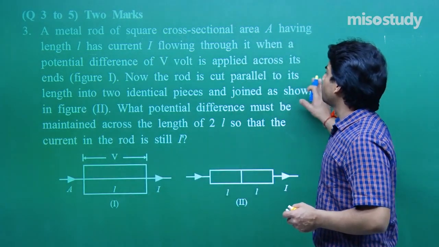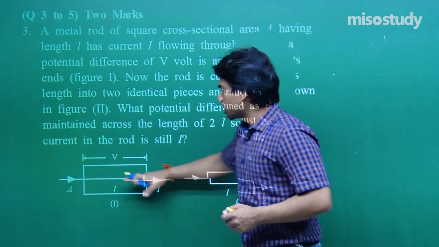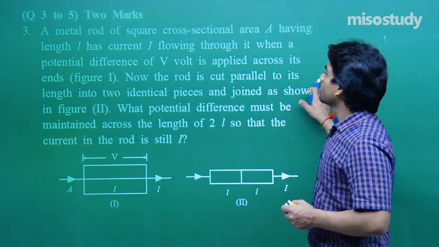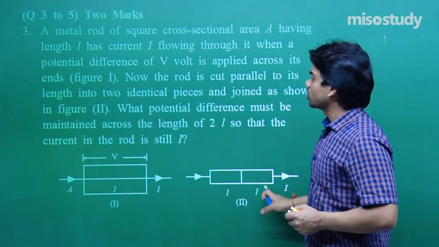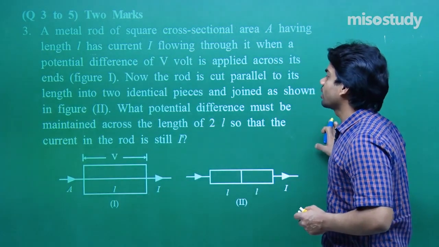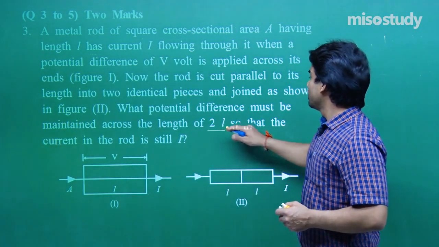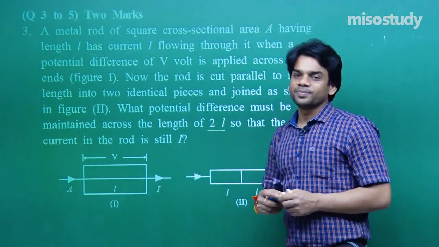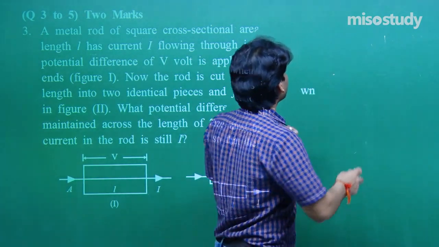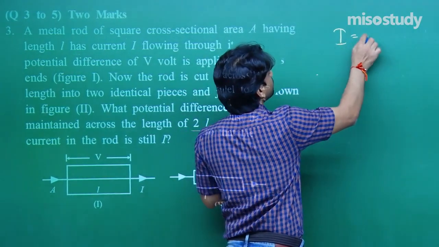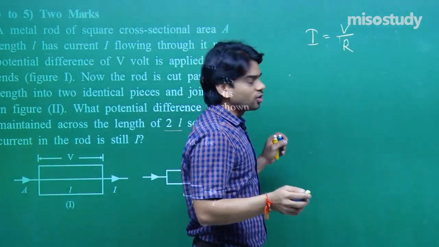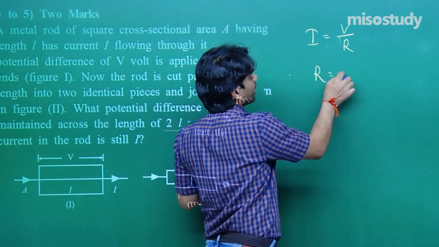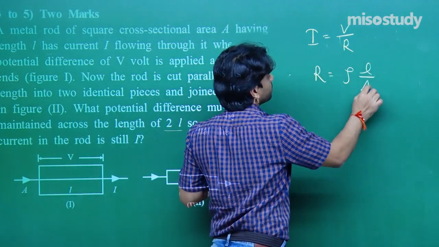Now the rod is cut parallel to its length into two identical pieces and joined as shown in figure 2. They are joined as shown here. What potential difference must be applied across the length of 2L so that the current in the rod is still I? We all know that I equals V by R, and let us say the material has resistivity rho, so R can be written as rho L by A.